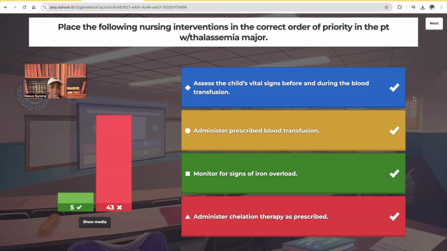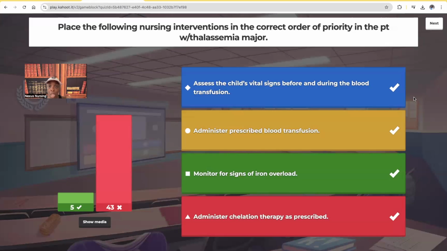So while we're giving that transfusion, we're going to keep assessing and watching our patient, make sure they don't have any signs of fluid overload. And last, what are we going to do after we check them for fluid overload? We're going to correct it if there's an issue. We're going to provide chelation therapy as prescribed. What is that? That is a therapy that gets rid of all that excess iron. Because again, we don't want to cause damage to the patient's major organs.